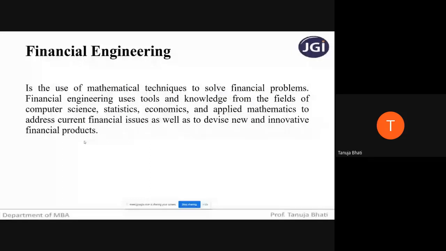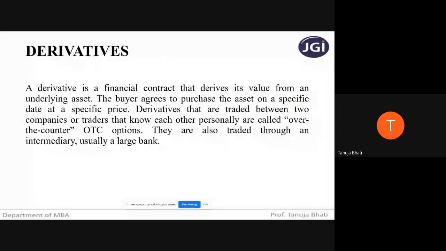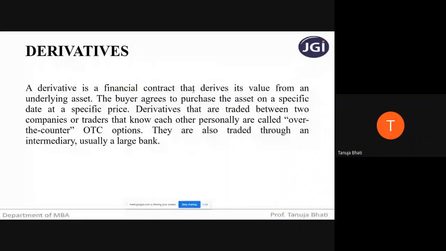Now let us understand derivatives. So basically, students, a derivative is a financial contract. When I say contract, it is between two persons where there is an obligation to fulfill that contract. It is a legal contract. When I say financial, it is always in monetary terms, or there is a monetary value attached to it. This is a financial contract that derives its value from an underlying asset. So the value of this contract is derived from the underlying asset.